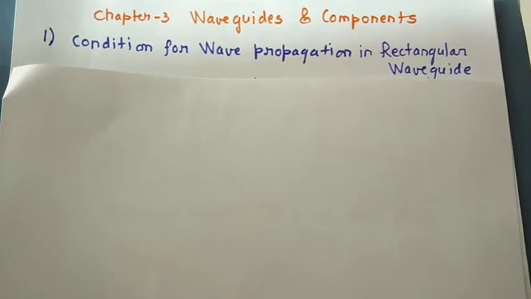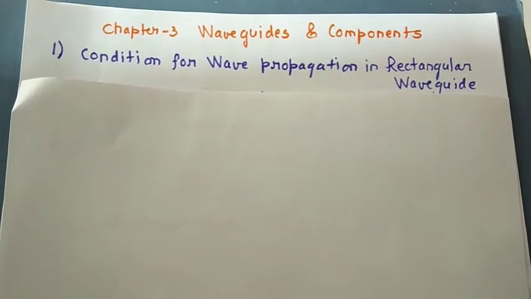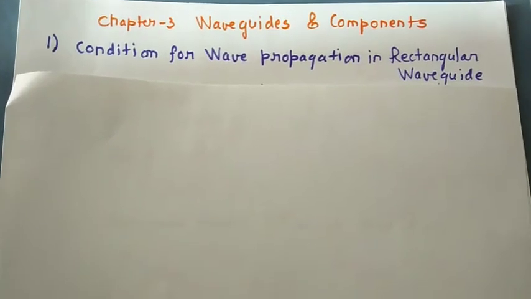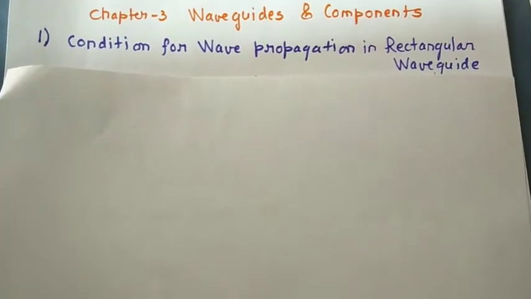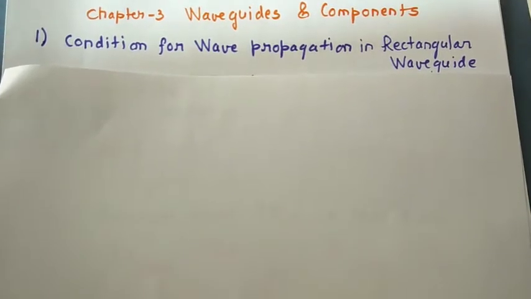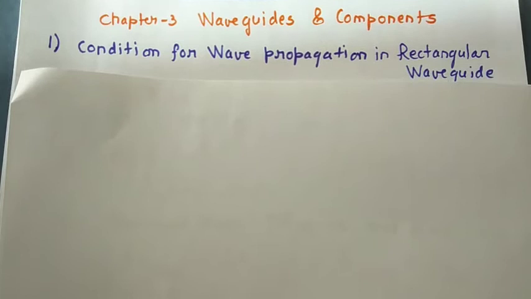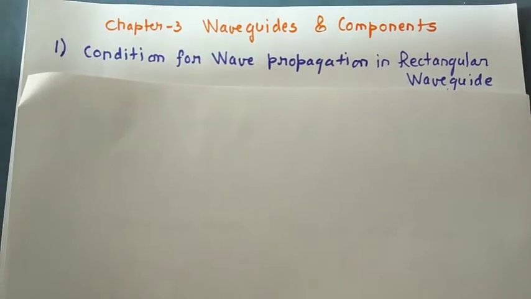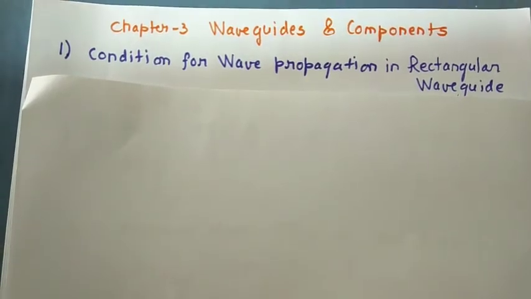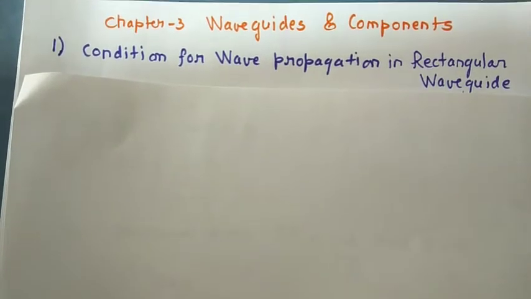In the last session you have seen the rectangular waveguide, its propagation and the modes related to the wave propagation in rectangular waveguide. In this session we will continue with the rectangular waveguides and some important definitions related to the rectangular waveguide and some numericals which will help you to understand all these definitions and the modes related to the rectangular waveguide in a clear way.